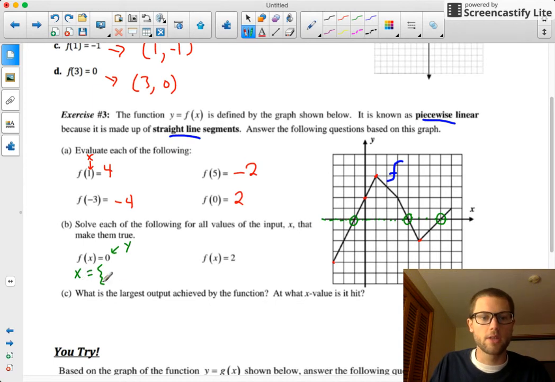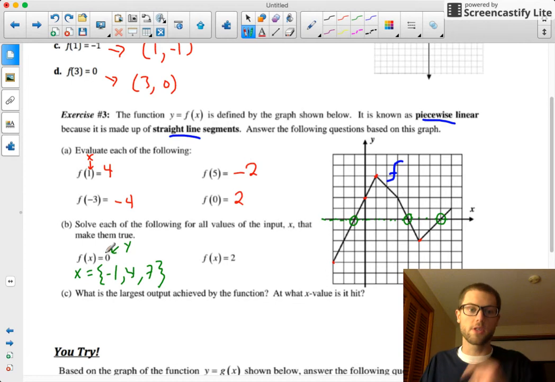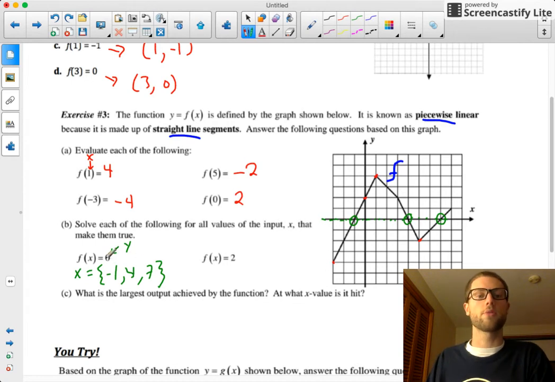So x can equal a set of numbers, and I'm going to use the squiggly bracket for set notation. X can equal -1, 1, 2, 3, 4, and x can also equal 4, 5, 6, 7. So there are 3 solutions, or 3 inputs rather, that would produce an output of 0. These are a little bit trickier. So again, you can try and skip ahead if you want to try this one on your own. I'm going to go over this one now.